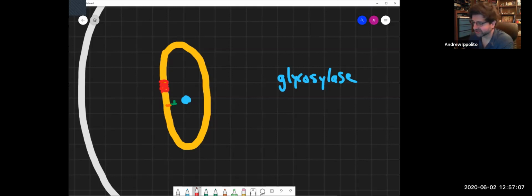And we're going to add a sugar to that too, right here. Okay? So it makes sense, right? We're inside the Golgi, the enzyme's in the Golgi, we're going to put the sugar right there. Right? So notice the other side of that protein.